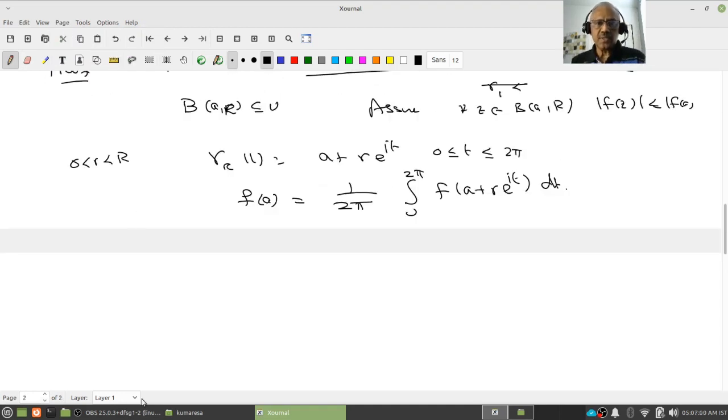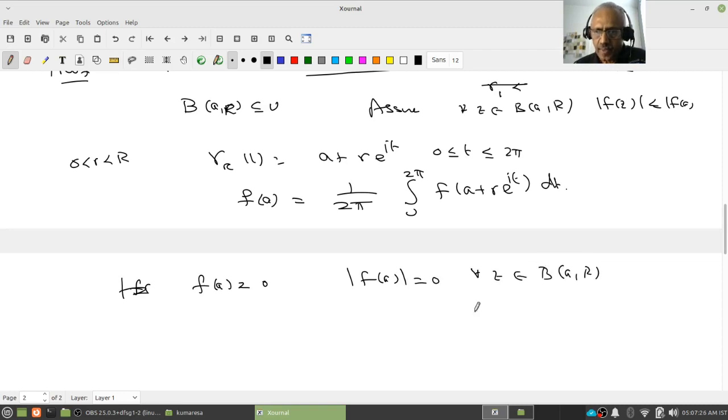What I want to do is divide both sides by f(a), but that I can do only if f(a) is non-zero. So that makes us understand something better. Suppose f(a) is 0, then mod f(a) is 0, right? If and only if mod f(a) is 0, then what does it mean? Remember, for all z in B(a, R), mod f(z) is less than or equal to mod f(a), which is equal to 0.